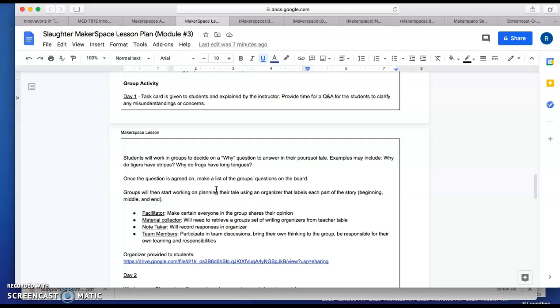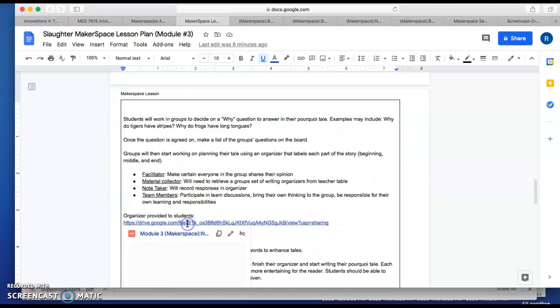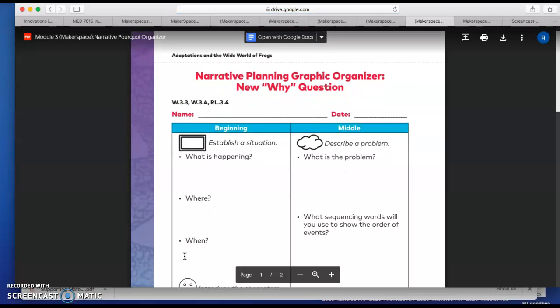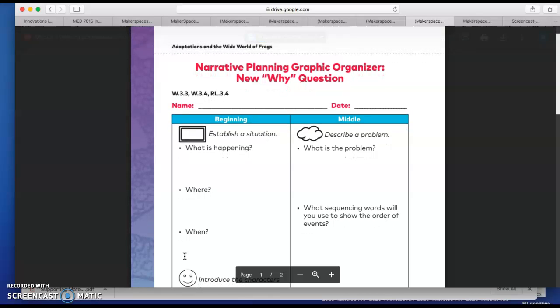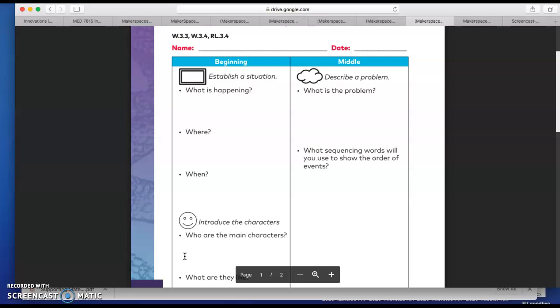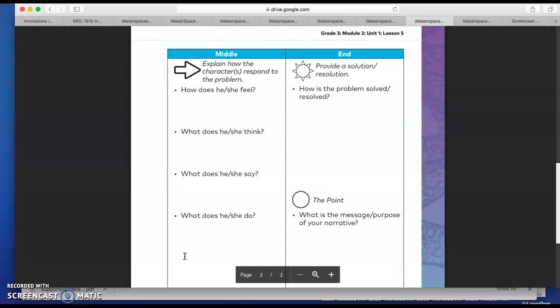Groups will then start working on the planning of their tale using an organizer that labels each part of the story: the beginning, middle, and end. So this is the organizer right here. It's very similar to those cards that I showed you earlier, the beginning, middle, and end cards. It has the same pictures, very similar questions, and tells them what to do: establish the situation and introduce the characters in the beginning. In the middle, they're going to describe a problem, and then explain how the characters respond to the problem. And then in the end, they're going to provide a solution and the point.